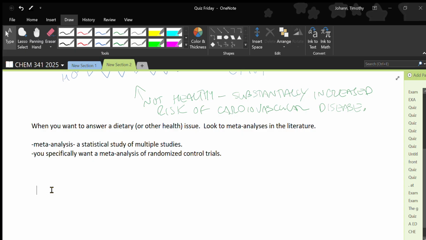They followed nurses for probably more than 50 years. They've just been following people and having nurses fill out questionnaires on things. But that's a prospective study. That's nurses saying what they did, and then you look for correlations. What randomized control studies do is they control for confounding factors.